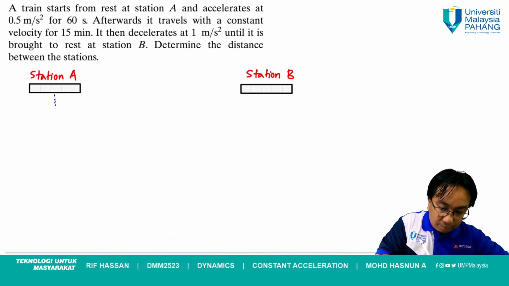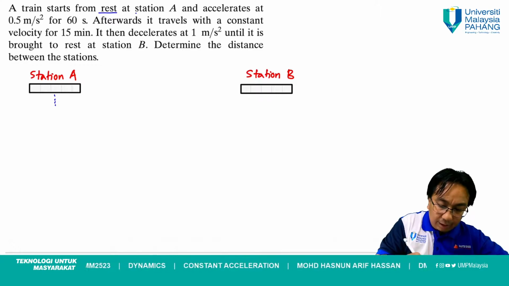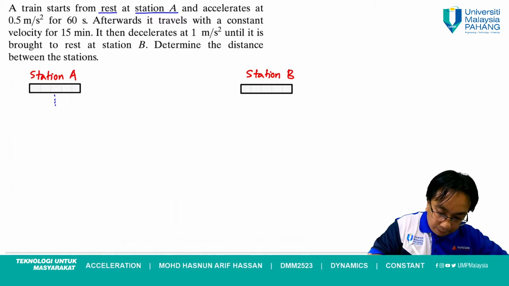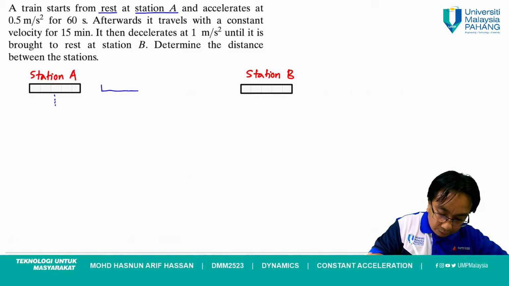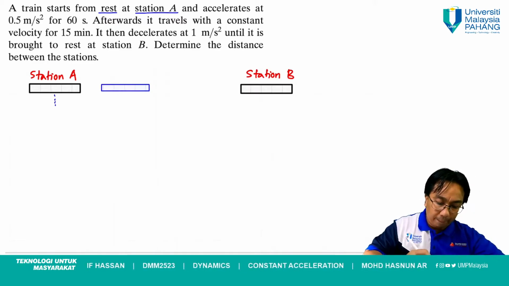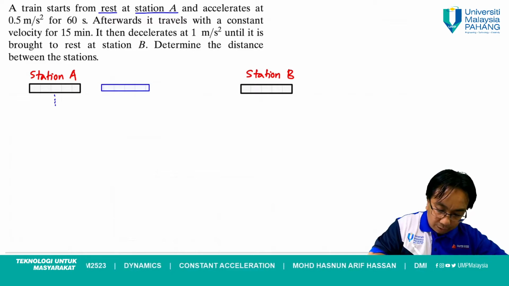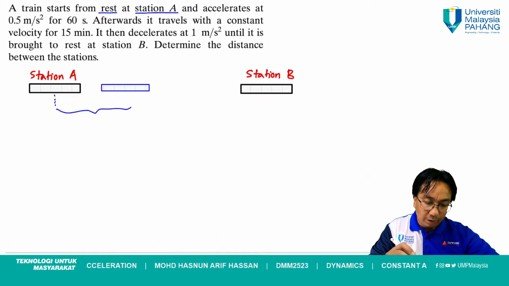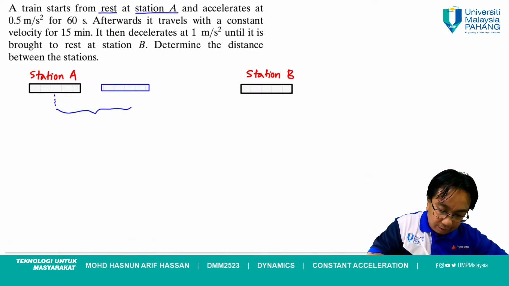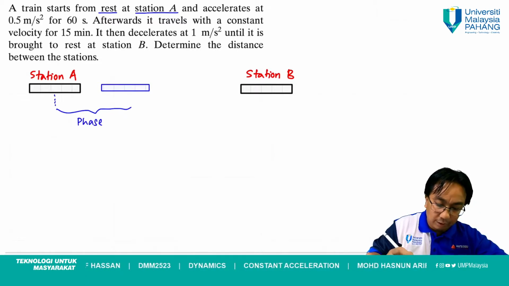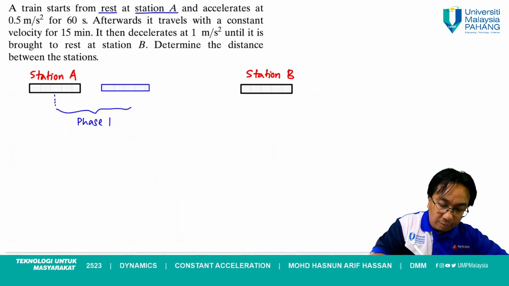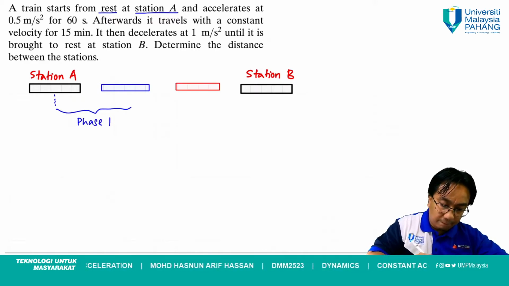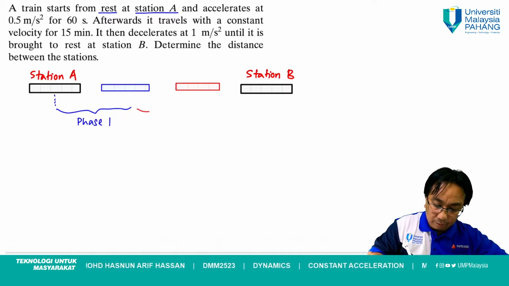So yang pertama is the train starts from A. Dia kata starts from rest. From rest at station A, accelerate. Okay, accelerate for 60 seconds. So dia dah bergerak sedikit, maybe sampai ke sini. Okay, this is phase number 1. So dia dah bergerak sampai ke sini. And then afterward, it travels with a constant velocity for 15 minutes. Mungkin dia sampai ke sini. Okay. This will be phase number 2.